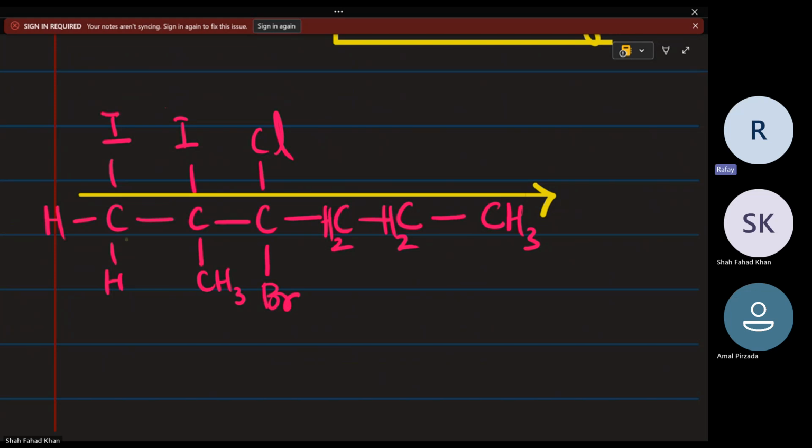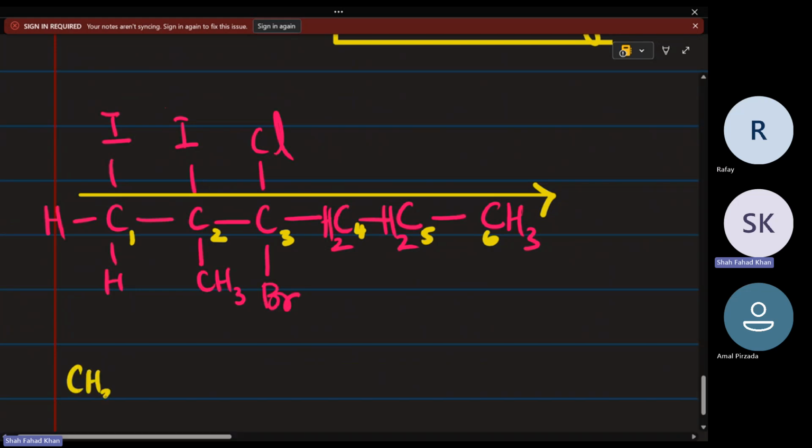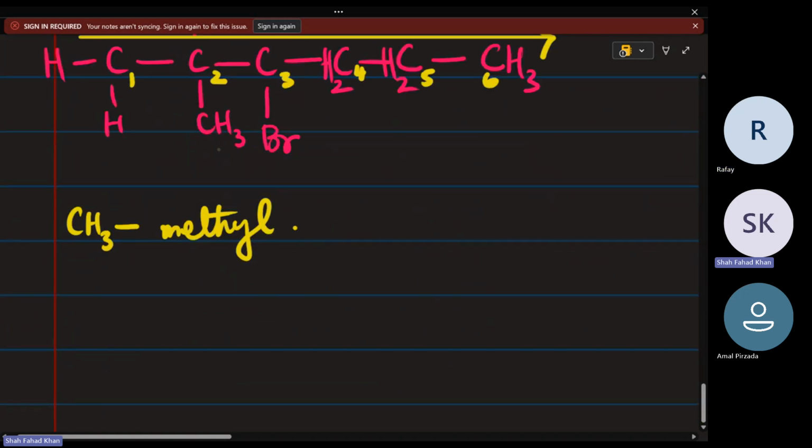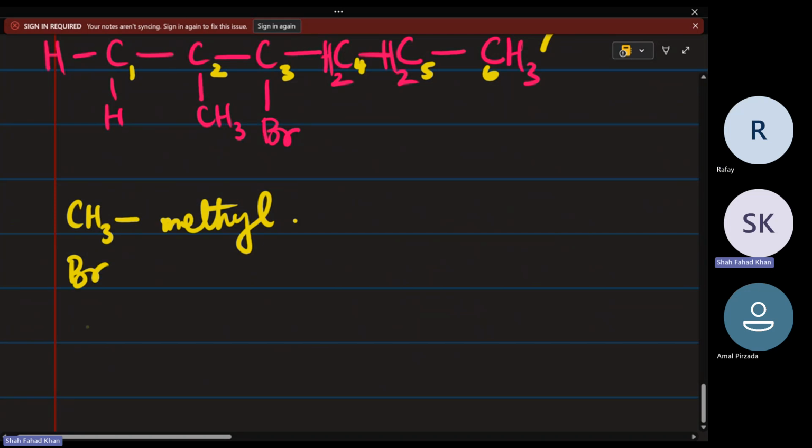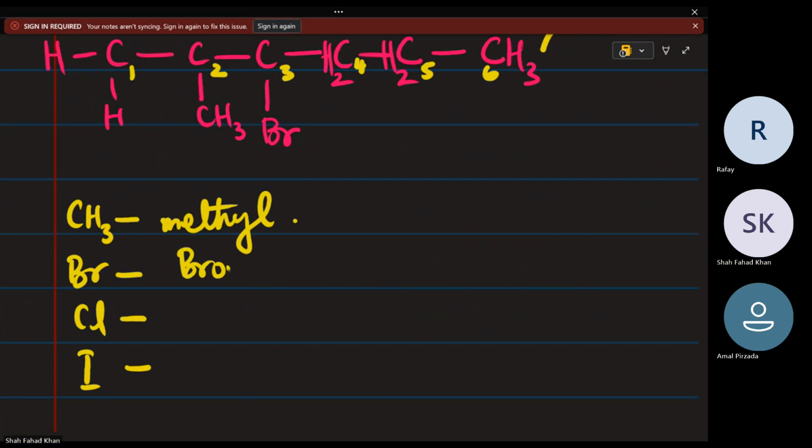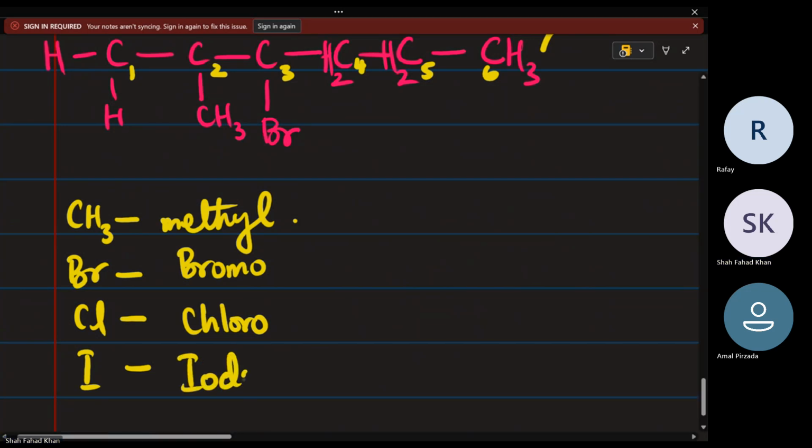It's left to provide the functional groups the lowest numbers. So this is 1, this is 2, this is 3, then this is 4, 5, 6. So we have a total of 6 carbon atoms. Now we have so many different functional groups attached, so let's identify all of them. We have CH3, which is called methyl. We have bromine, iodine, and chlorine. When halogens are named as branches, they are called halo. Bromine is called bromo, chlorine is chloro, and iodine is iodo. Understood? Yes, understood.